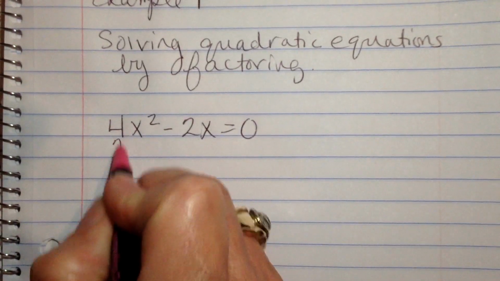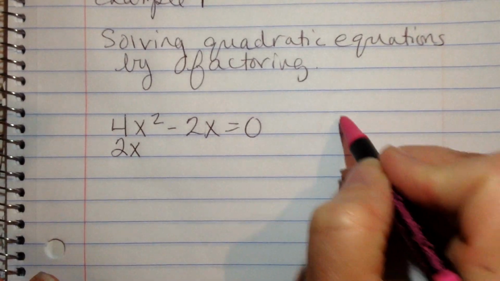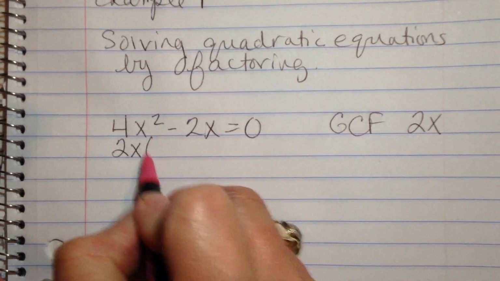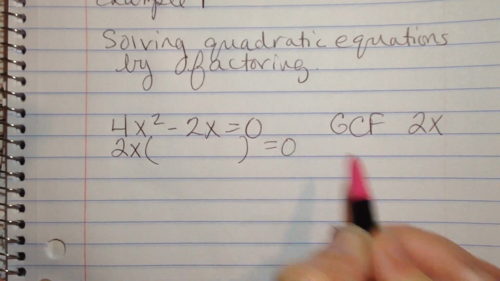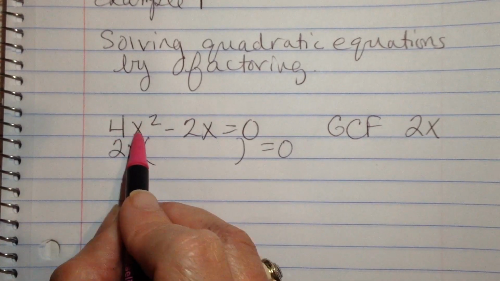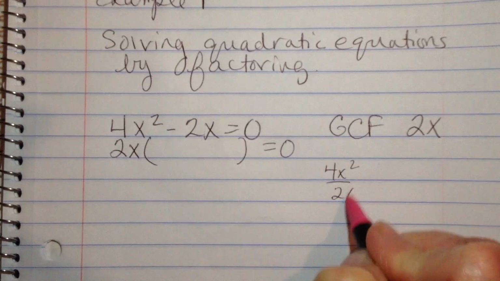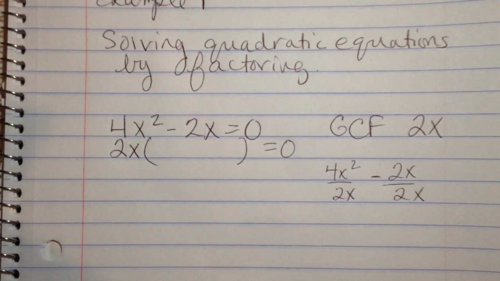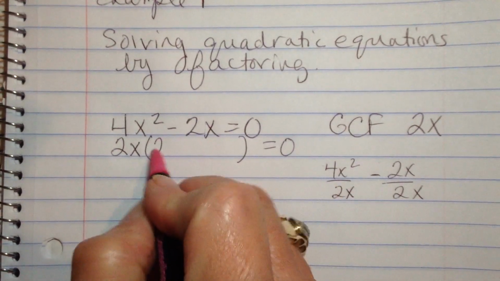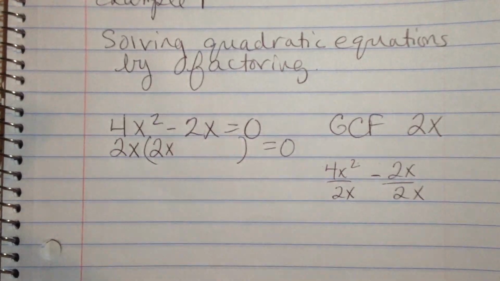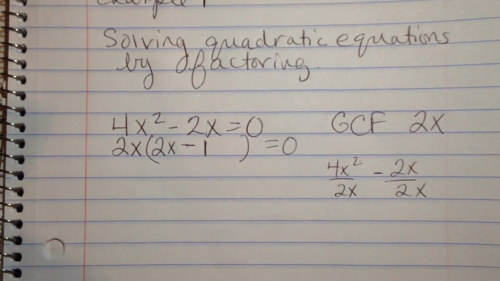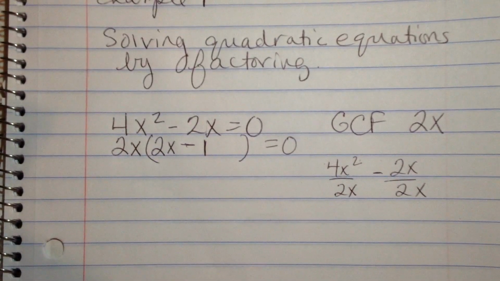So I will need to write down my greatest common factor, the GCF being 2x, and divide each term through by 2x. Well, if you divide 4x squared by 2x, and if you divide 2x by 2x, what do you have left? Well, 4 divided by 2 gives you 2. x squared divided by x gives you x, minus, and 2x divided by 2x gives you 1. So we have factored this quadratic equation by taking out the greatest common factor.